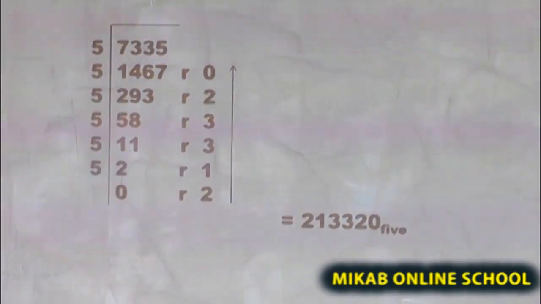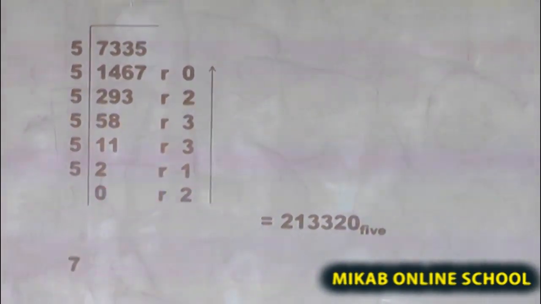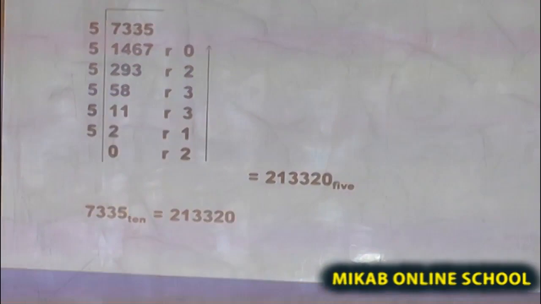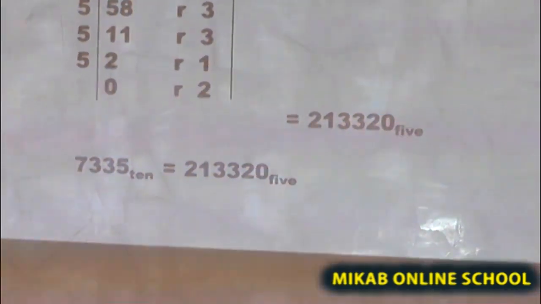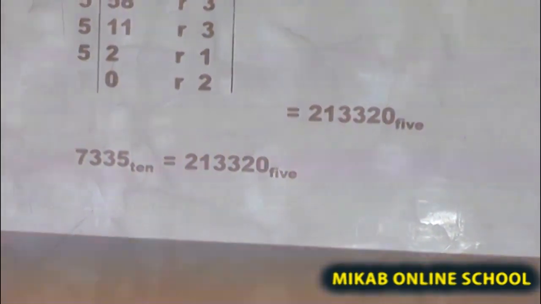Okay, so the last set of example. So conclusively, 7335 base 10 equals 213320 base 5.